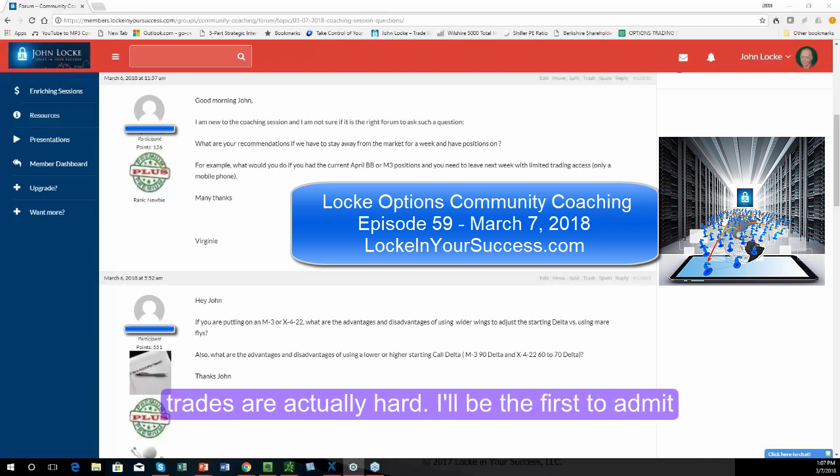Sometimes these trades are actually hard. I'd be the first to admit they're hard to create on your phone, whereas on the computer application they're, I think, quite simple. I mean, they can be done on the phone, but there's, I think, a higher probability of messing it up.